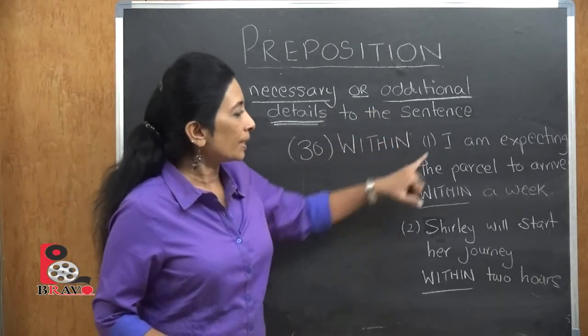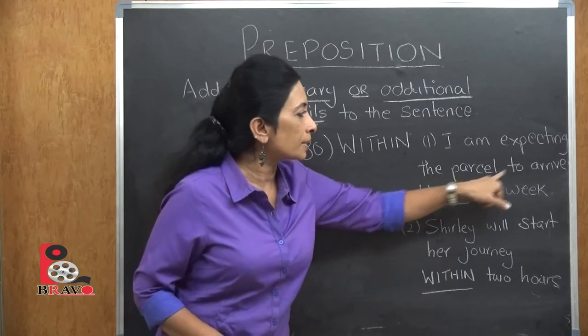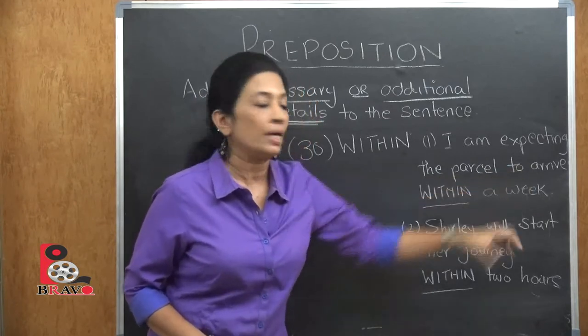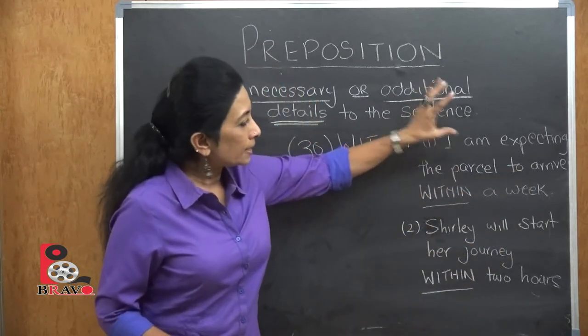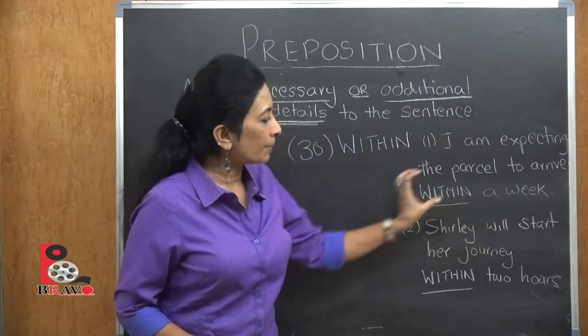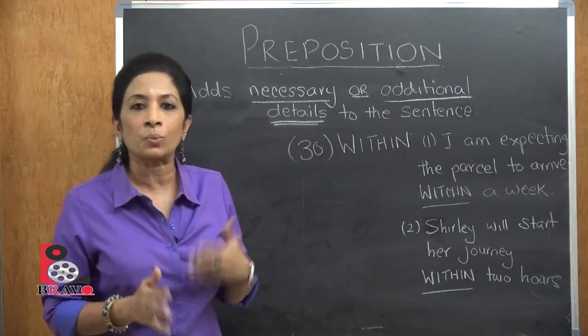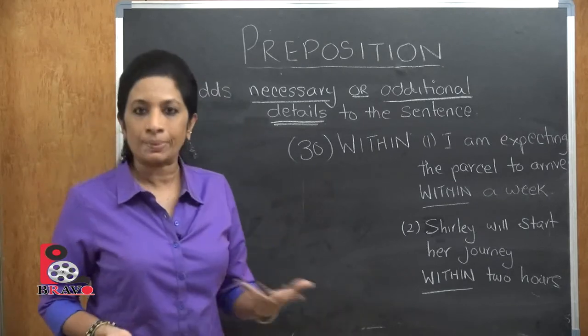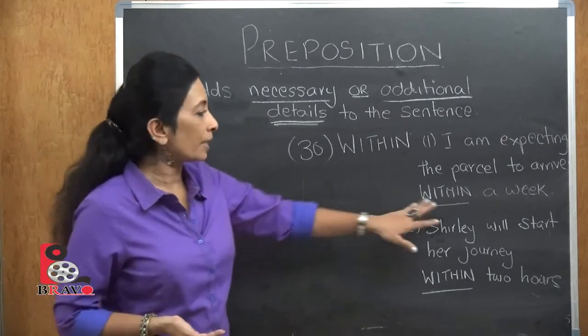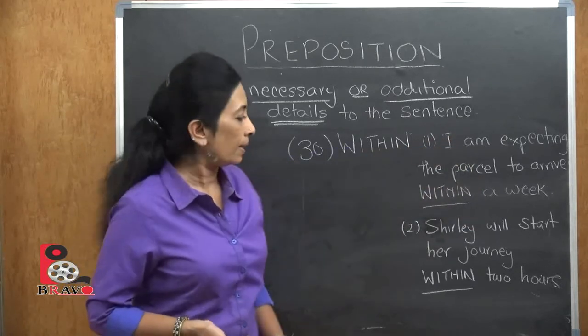So this is within. Now the examples are, I am expecting the parcel to arrive within a week. So you can see very clearly she is expecting the parcel will come. Now within the week will be the time scale. So there's a time scale that she's waiting. So when you're asking, has the parcel arrived? No, I'm expecting the parcel to arrive within a week, which is the time scale.